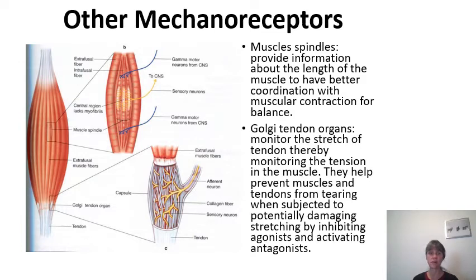So muscle spindle fibers are found in muscles, Golgi tendon organs are found in tendons, and they both act to help protect the body in some way, shape, or form. Muscle spindle fibers help us by coordinating balance. Golgi tendon organs help us by preventing damage from excessive stretching forces.